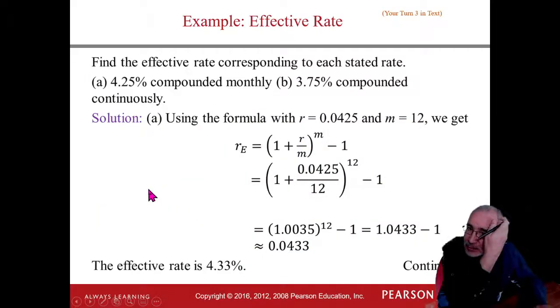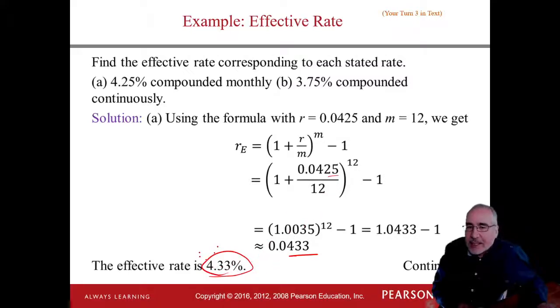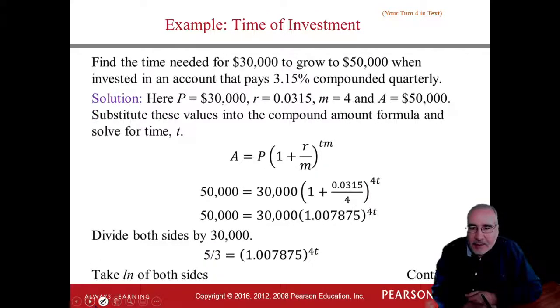And they give us some examples here. Here's compounded monthly, 4.25. They go through it. Notice instead of getting 4.25, the yield is 4.33% effectively. So the more you compound, the higher the actual return is. Okay, and here's another example.